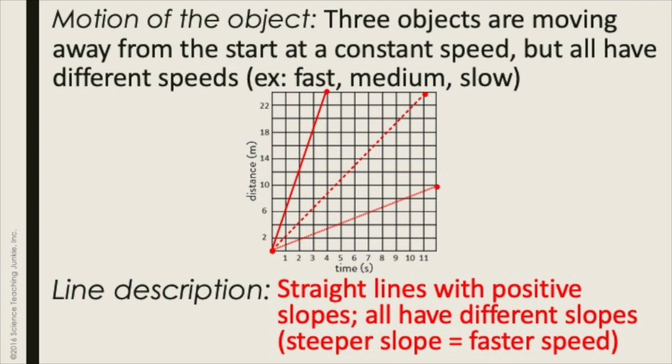So in this one, we're going to have 3 objects that are moving away from the start at a constant speed, but all have different speeds. So this will be like yesterday, you graphed 2 different lines, one for the metal marble and one for the plastic marble on the same graph. So you showed the different speeds, and most of the time the metal one had a steeper slope. So we get straight lines with positive slopes. They're all different, and remember that the steeper slope is the faster speed.